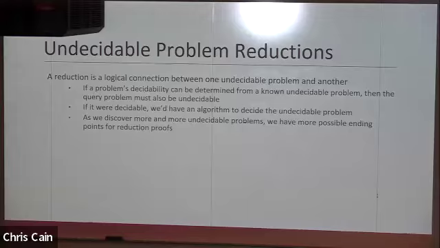So as we discover more and more undecidable problems, we end up with more possible ending points for our proofs. We don't have to link something to the halting problem. We can link it to any other known undecidable problem. Very much like for NP-complete problems, the more NP-complete problems we have, the more options we have for finding a polynomial time conversion algorithm between the query problem and some other problem that we know to be NP-complete. When there are 10 known NP-complete problems, there are 10 possible endpoints. When there are 1,000 known NP-complete problems, there are 1,000 possible endpoints.